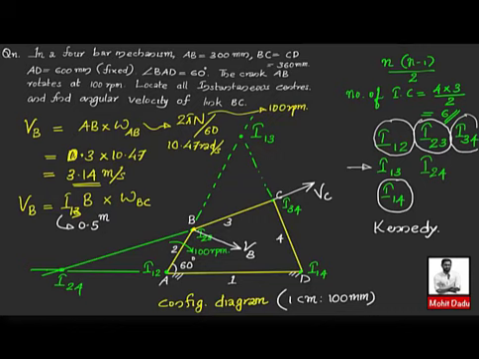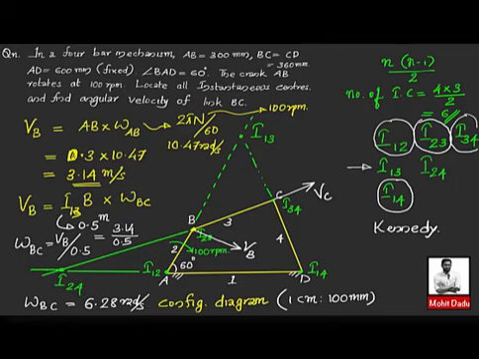So you have to evaluate omega BC here. Omega BC will be equal to VB divided by this distance, 0.5, which is 3.14 meter per second divided by 0.5. So omega BC will be equal to 6.28 radians per second. This is the answer for the angular velocity of link BC, which was asked here.